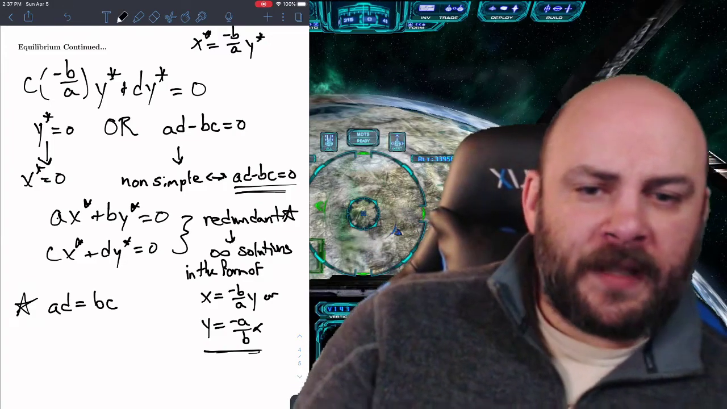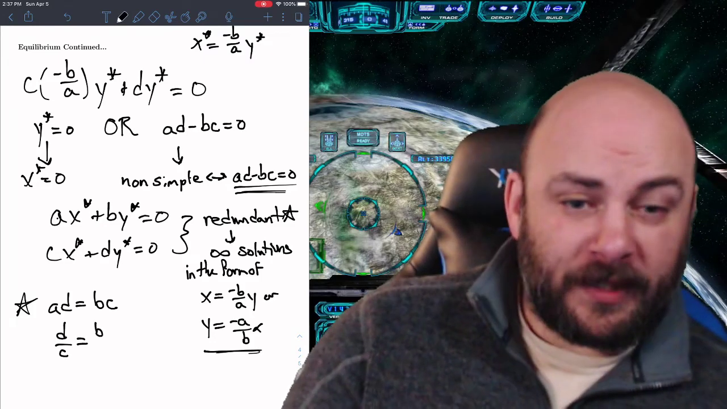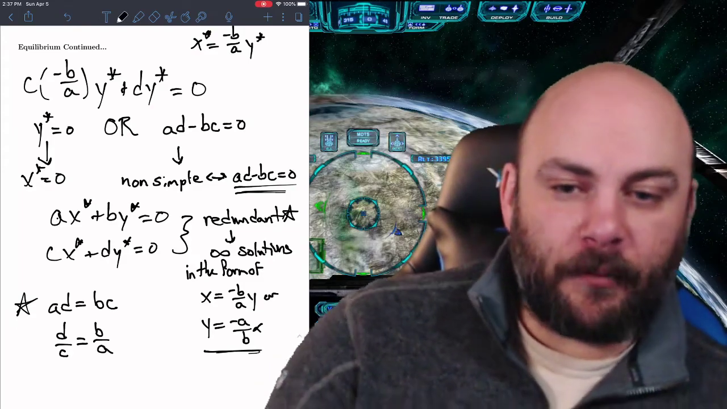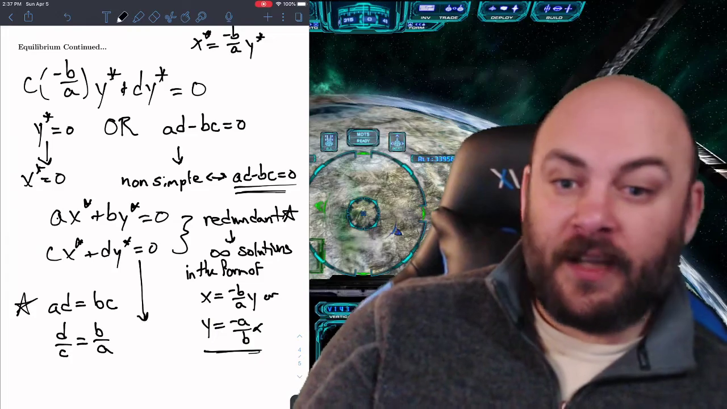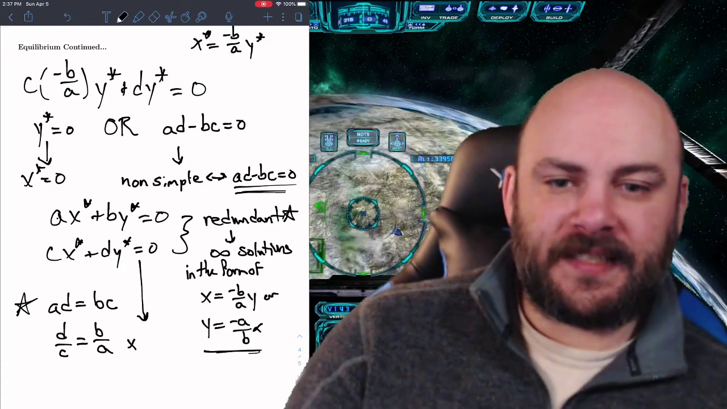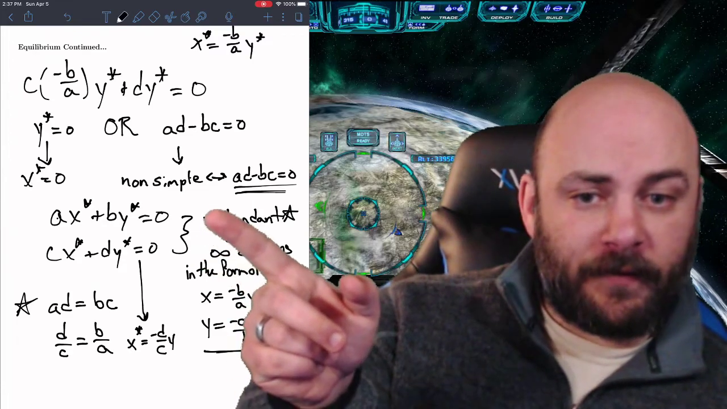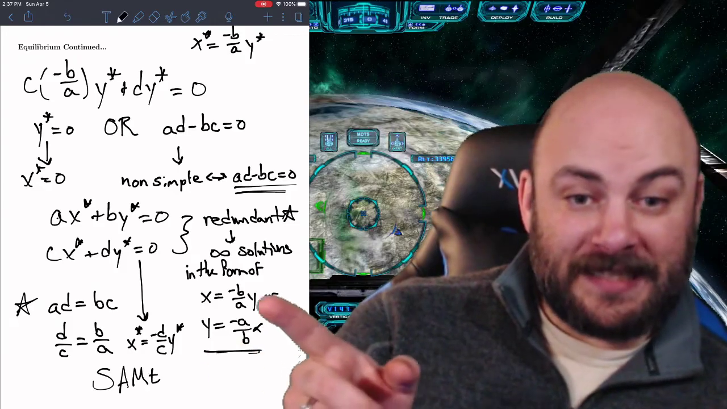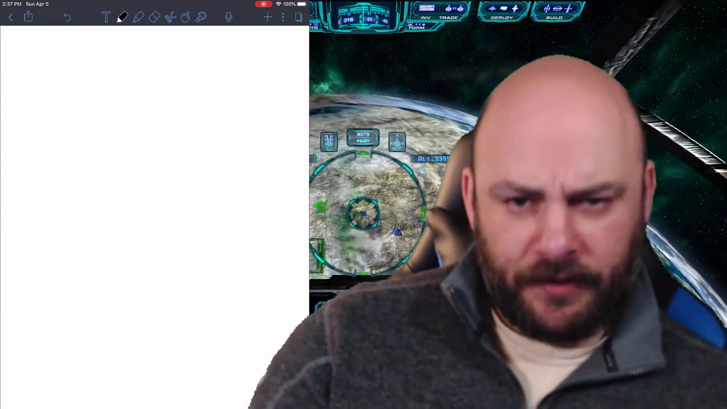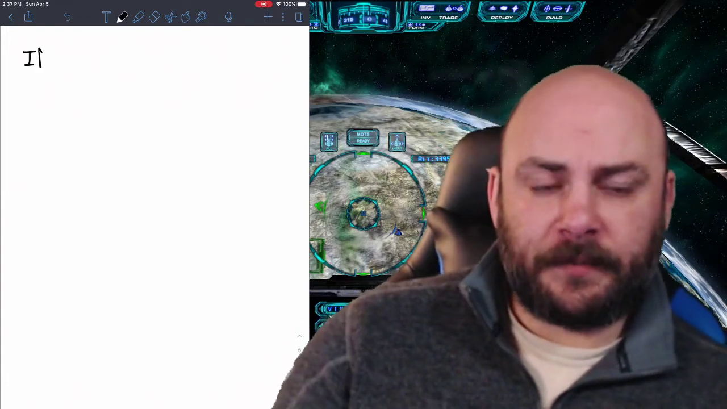Another way to show that this is redundant: if ad minus bc equals 0, then ad equals bc. I can divide out in a clever way, because I know what I want to look for, that d divided by c equals b over a, which again means that a over b is the same as c over d. But if I solve my second equation now instead of the first one, you would get x equals negative d over c y, which is the exact same information as up here. So they're both telling the exact same story, just in different ways.